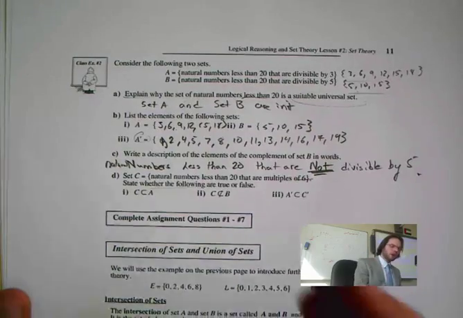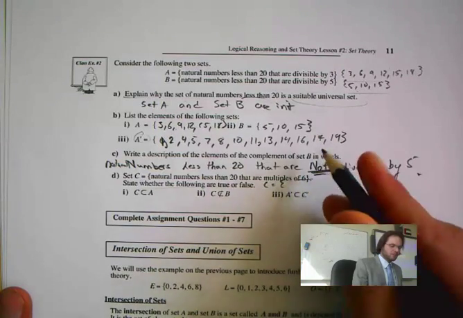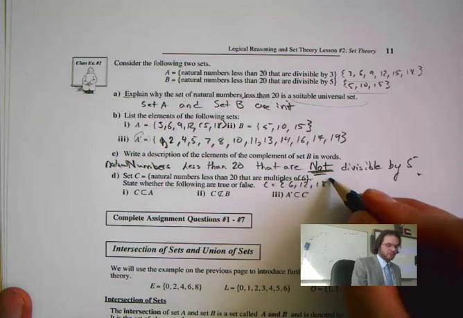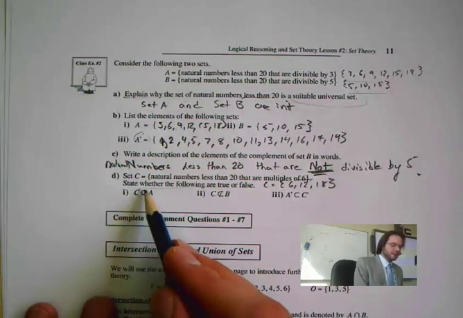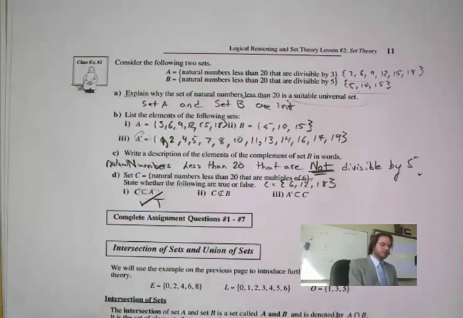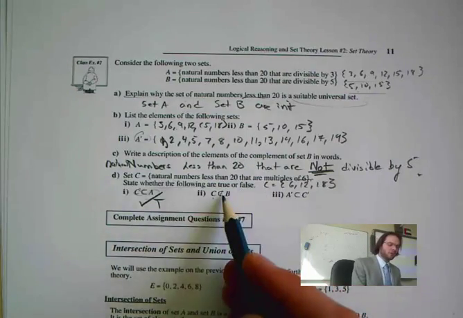Okay? So the next one says, set C is natural numbers less than 20, okay, that are multiples of 6. State whether the following are possible. So we are going to write out all of the elements of this set. So C is equal to multiples of 6, so we have 6, 12, 18. That's it. So is C a subset of A? Well, yes it is. That is true.